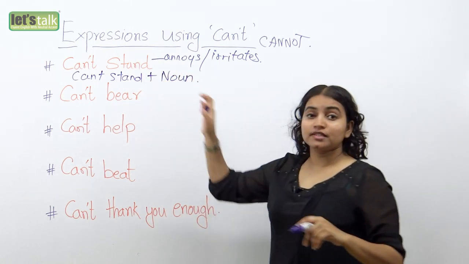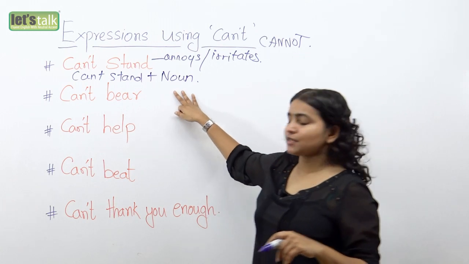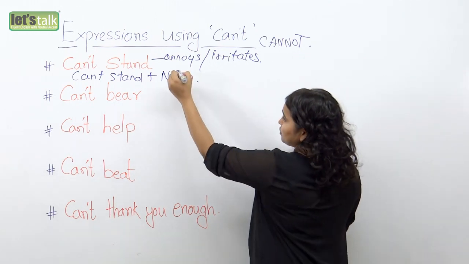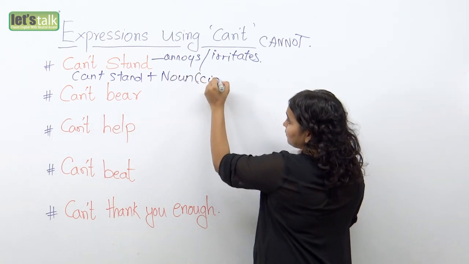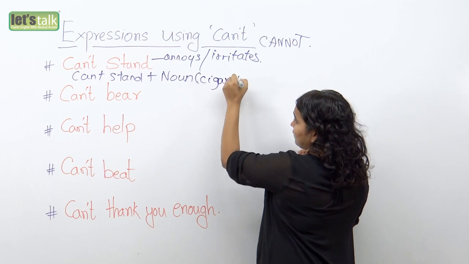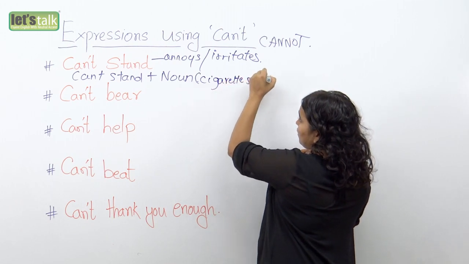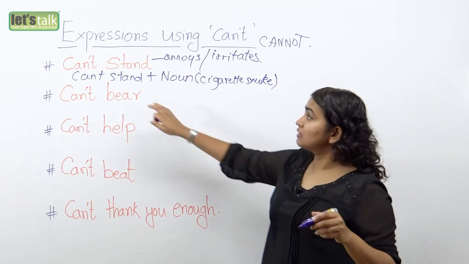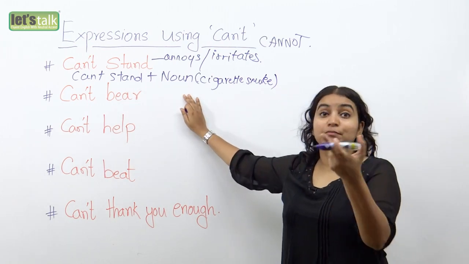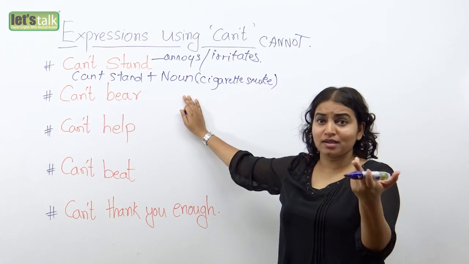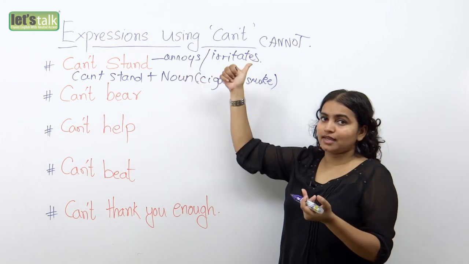For example, you can say, I can't stand cigarette smoke. So cigarette smoke is my noun. Or you can say, I can't stand a noun like, say, my brother. I can't stand my brother. Why? Because he annoys me, he irritates me.